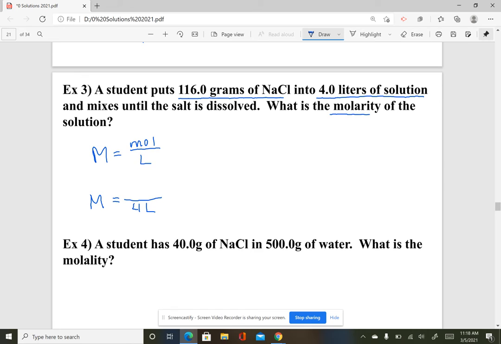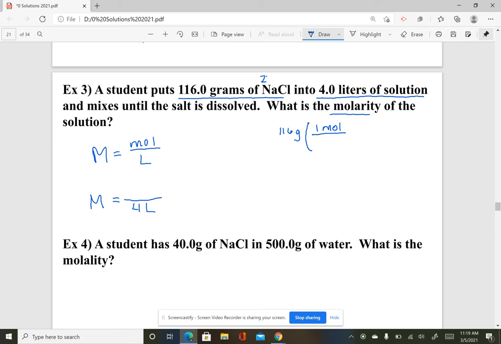They're giving me liters. That's great. Do they give me moles? No, they do not. They give me grams, but we know if we have grams, we can convert to moles. So if I have 116 grams of NaCl, how do I know what 1 mole of NaCl is? I use the gram formula mass from the periodic table. So can you guys get your periodic tables out? You want to look up Na and Cl.